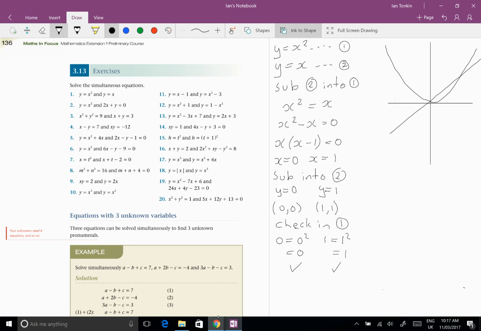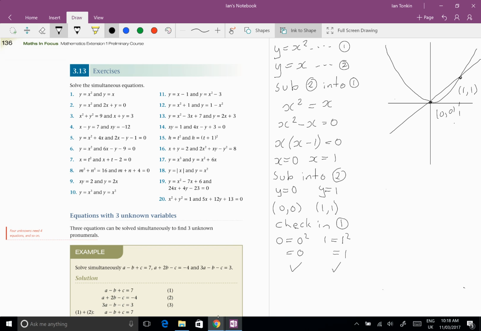We can see our two solutions. One is here, and one is here. And that pretty much looks like (1, 1). And this one is (0, 0). So it makes sense. Our solution makes sense, which is always important to check.